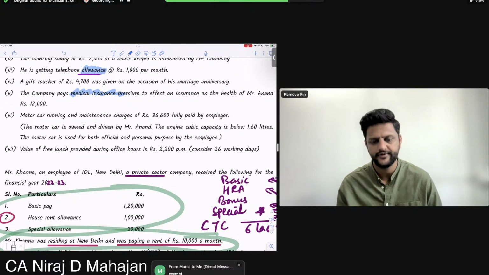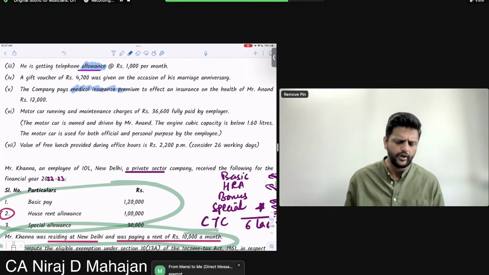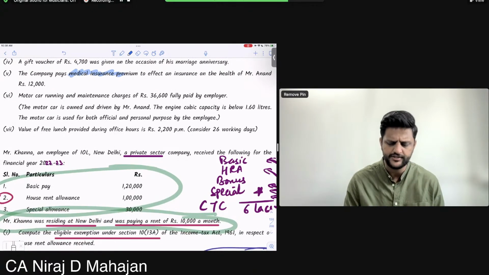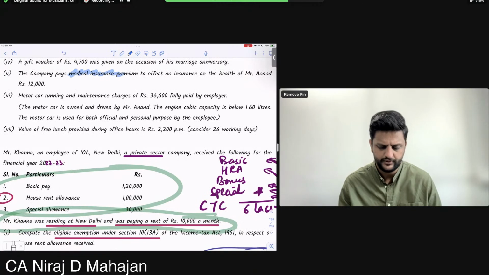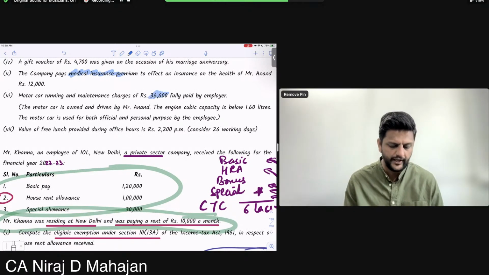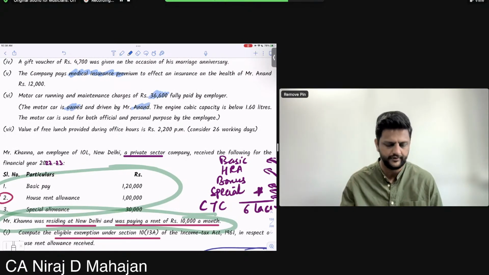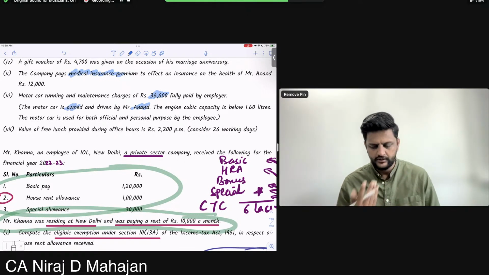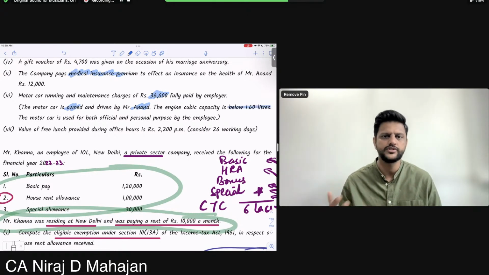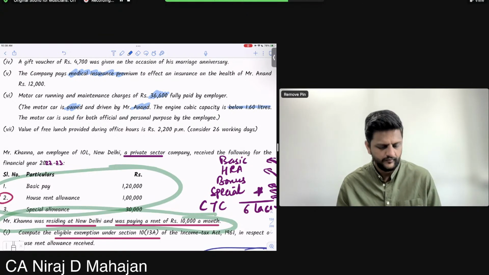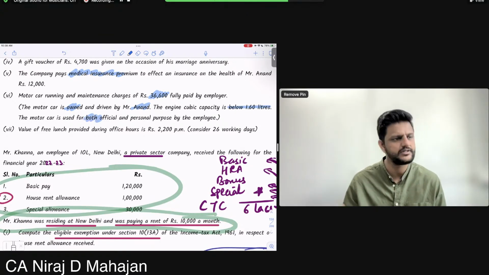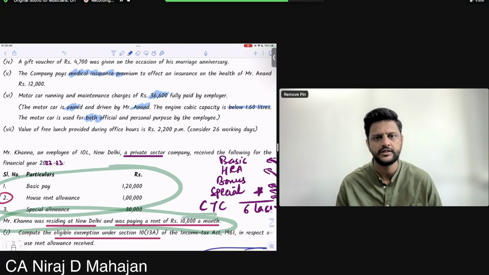I've done all of this. Only problem is about your revision. Then, motor car running and maintenance charges is 36,600, fully paid by employer. The motor car is owned and driven by Anand, so no question of driver. Self-owned. The capacity is below 1.6 liter engine, so less than 1600 cc. The motor car is used for both purposes, personal and official. That we will see.